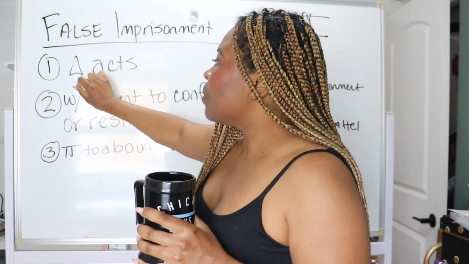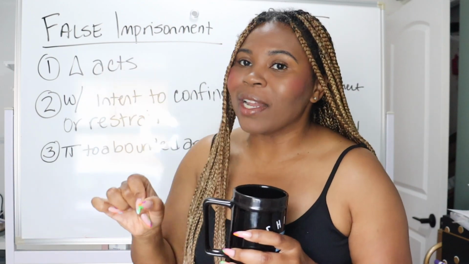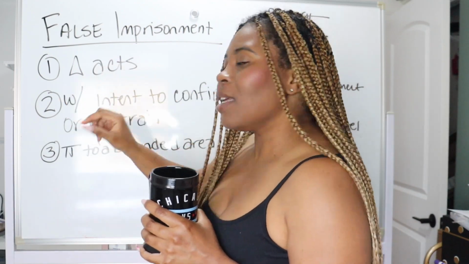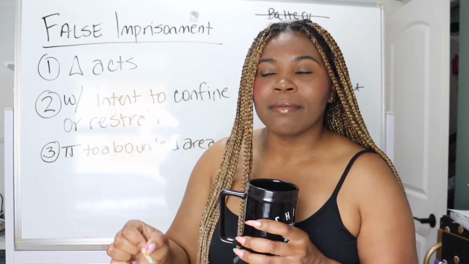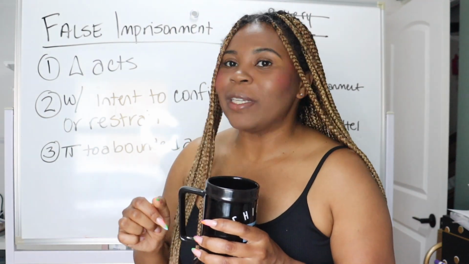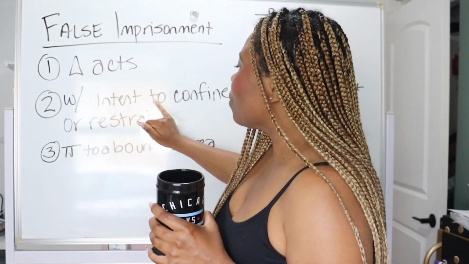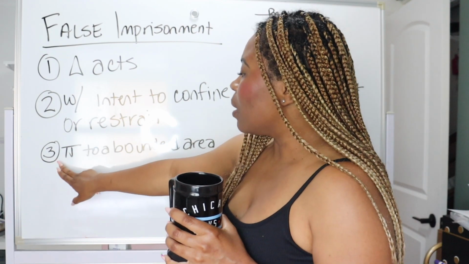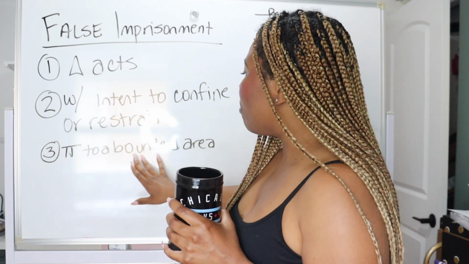We need an act, so a defendant acts, and remember that is a voluntary act with the intent. How do we describe intent? If you said purpose or knowledge to a substantial certainty, you are 100% correct. To confine or restrain. And the second part of that is a plaintiff to a bounded area.